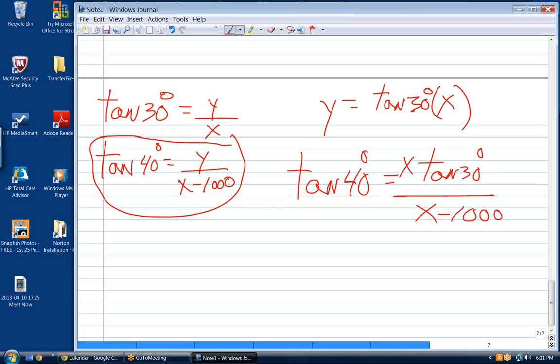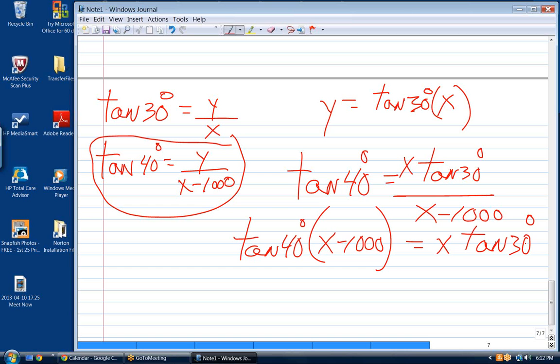When you're solving an equation, the first thing you want to do is get rid of the denominators. How do I get rid of this denominator? Times both sides by it. So we get tan of 40 times x minus 1,000 equals x tan of 30. Okay? Now what's the next step?